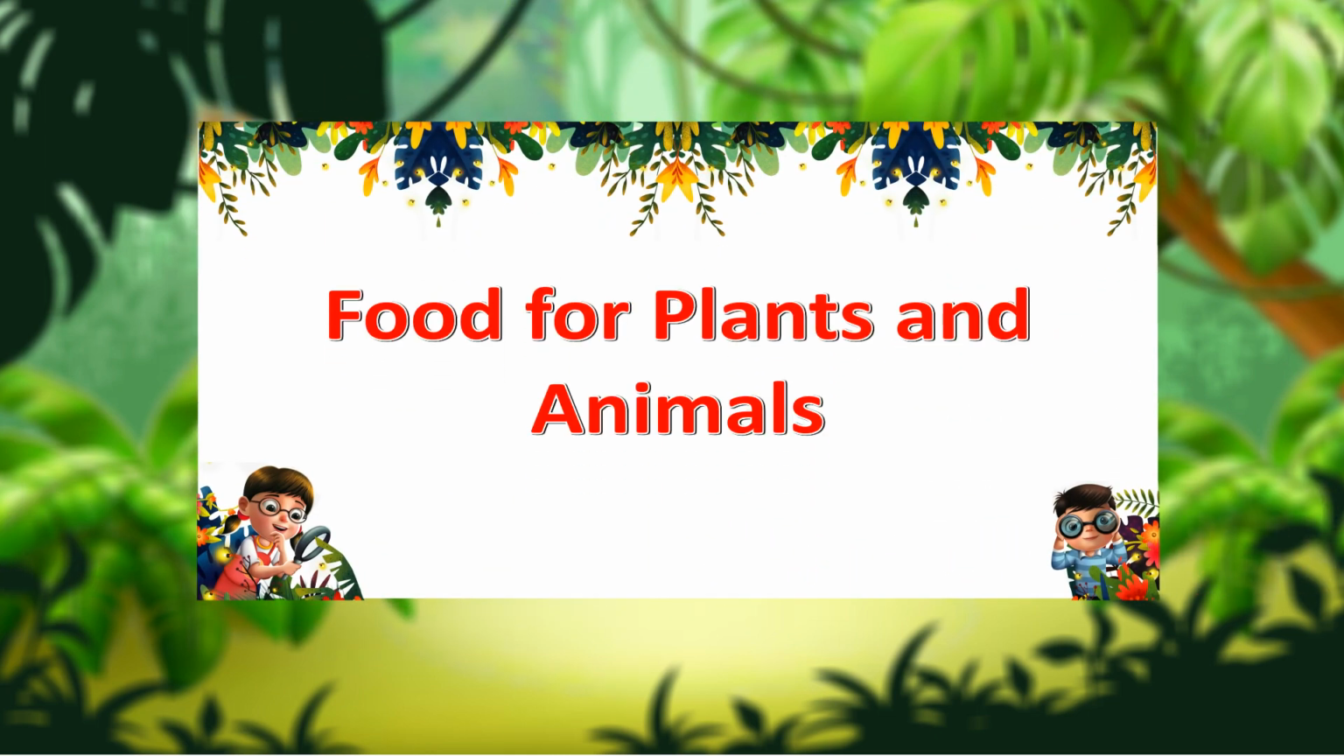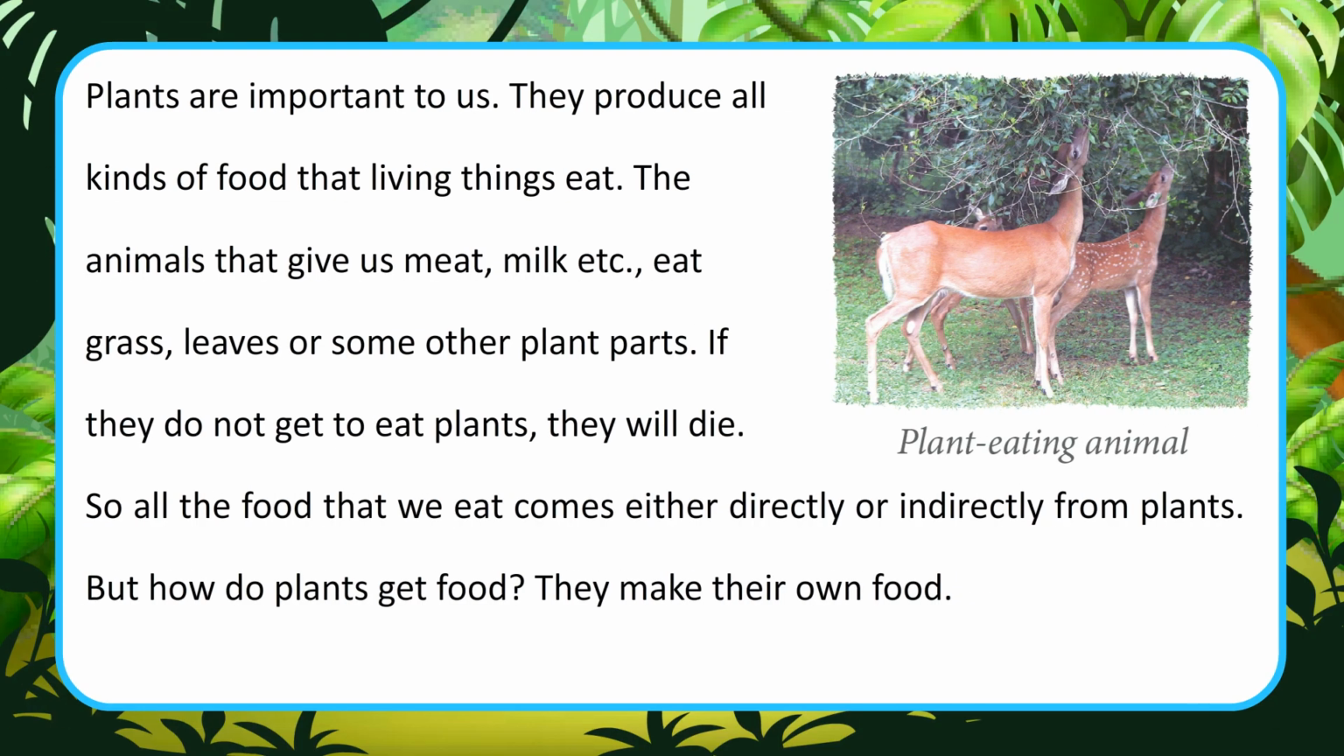Food for plants and animals. Plants are important to us. They produce all kinds of food that living things eat. The animals that give us meat, milk, etc., eat grass, leaves or some other plant parts. If they do not get to eat plants, they will die. So all the food that we eat comes either directly or indirectly from plants.